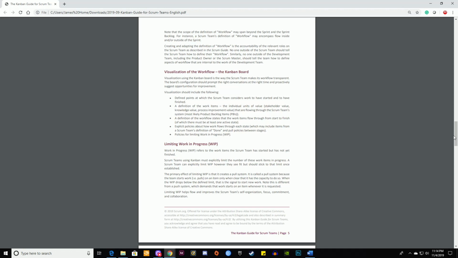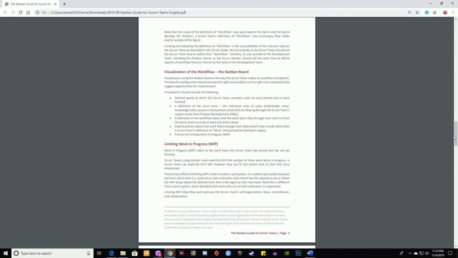Visualization should include the following: defined points at which the Scrum team considers work to have started and to have finished, a definition of the work items, the individual units of value, stakeholder value, knowledge value, process improvement value that are flowing through the Scrum team system, most likely product backlog items, PBIs.